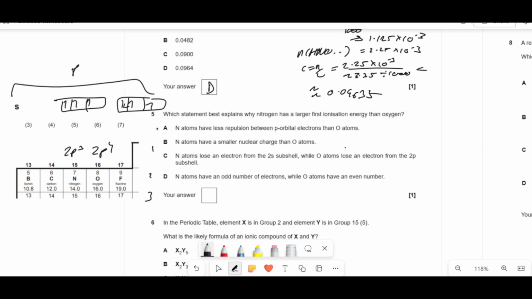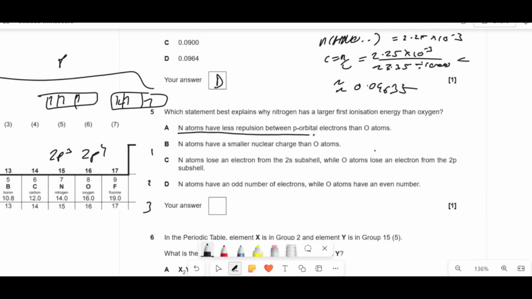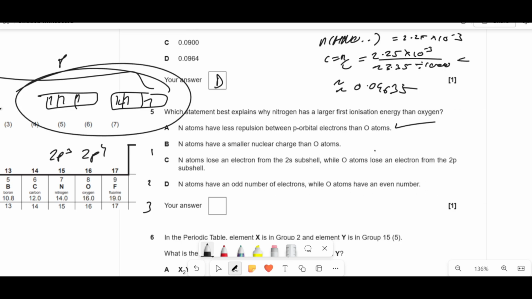So the reason must be one of these: less repulsion between p orbital electrons in N than in O. I mean, that's objectively true. There's one shared pair, one single in each, and then there's a double there, so that's true. They have a smaller nuclear charge? No, not really. It's the other way around. They lose an electron from the 2s subshell? Nope, that's incorrect. They have an odd number of electrons? That's not correct either. It's all to do with what you're peeling it out from in the outer orbitals. It's A. So you just kind of work it out like that. I mean, it obviously makes sense.